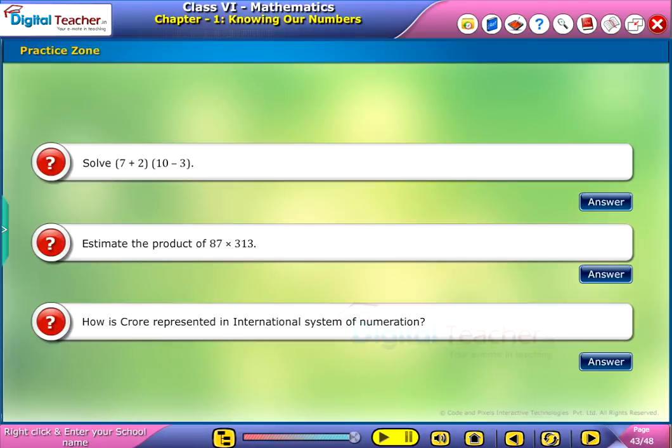Try to solve the problems in the practice zone on your own. You can click Solution for your reference.